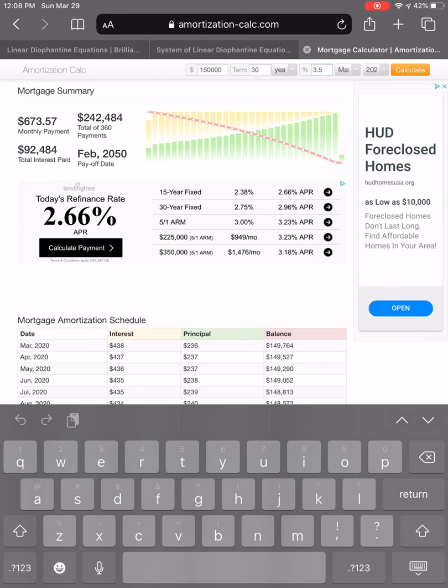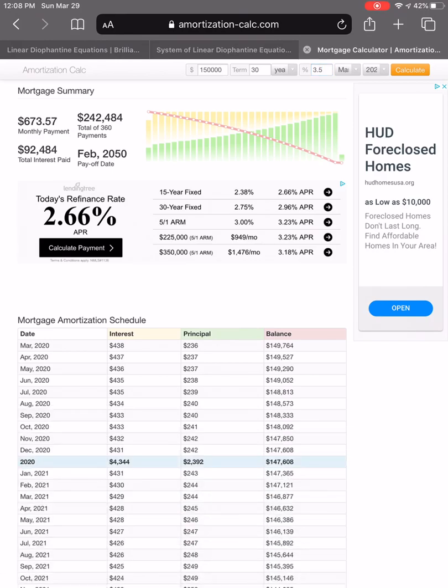What we see to the left under mortgage summary is we have a monthly payment of $673.57, total of 360 payments. So this is the total cost of the loan, or total paid towards the loan, $242,484. We see total interest paid, $92,484. And perhaps we'd write all these things down on a sheet of paper so we can make the calculations that we're going to have in the rest of the questions to come. So we get our basic information here, and let's answer the questions that follow.